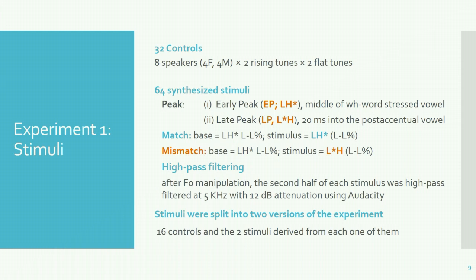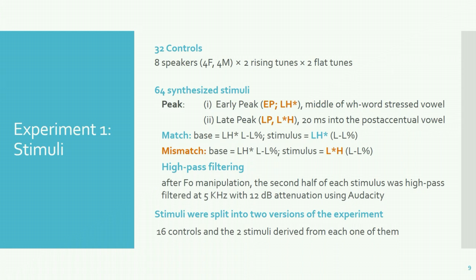Or we also generated mismatches. So again, a base with an early peak that was manipulated into a stimulus with a late peak. That's an instance of mismatch. Once we were done with the F0 manipulation, we applied high-pass filtering. So the second half of each stimulus was high-pass filtered at 5 kHz with 12 decibel attenuation using Audacity.